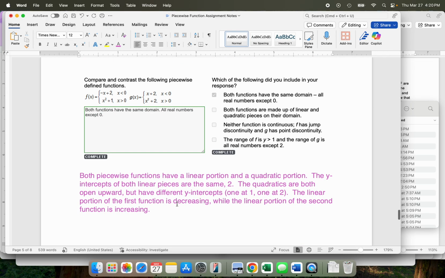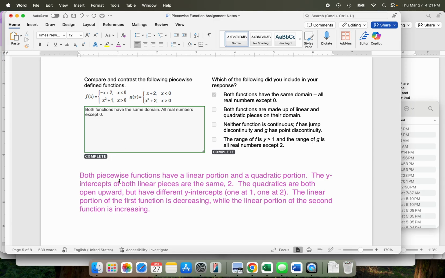Okay. All right, so comparing and contrasting the following piecewise defined functions. So you're looking for similarities and differences here. Looking at both of them, each has a linear portion, right? This first function here is a linear function. The x squared and x squared, those are quadratic portions. So each of them has a quadratic function in it.